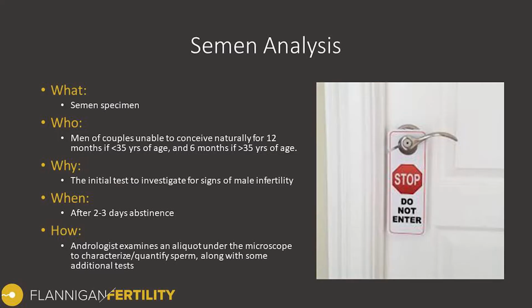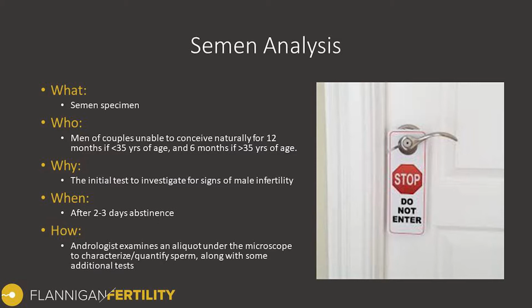Semen analysis: the what, who, why, when, and how. So what it is, it's a semen specimen that we then analyze. Who? Men of couples unable to conceive naturally for 12 months if they're less than 35 years of age, or if they haven't been able to conceive for 6 months of trying if they're over the age of 35. We perform them because we use it as an initial way to investigate for signs of male infertility. We typically get men to not ejaculate for 2 to 3 days prior to performing the semen analysis.